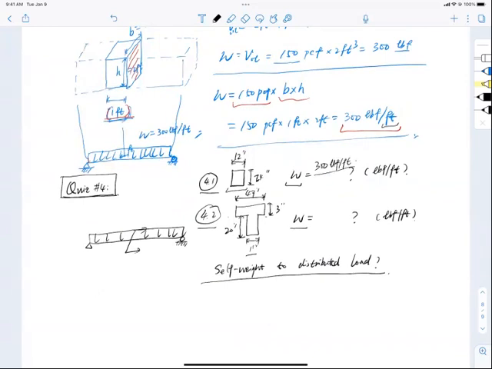Okay, and Natalie, can I get a number from you folks on this T-beam shape? Same thing. I think it's the same weight, 300 pounds per foot. That's for the rectangular beam, right? Or that's for the T-beam? Oh, no, for the T-beam. Yeah. I don't think anybody has it yet. Okay, let's wait a little bit.